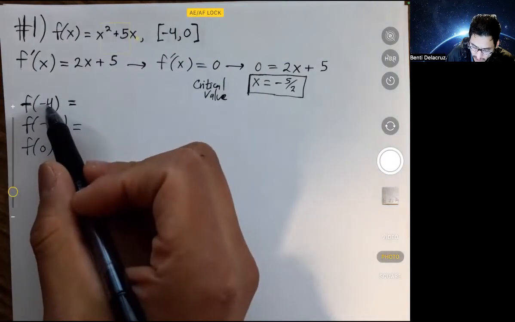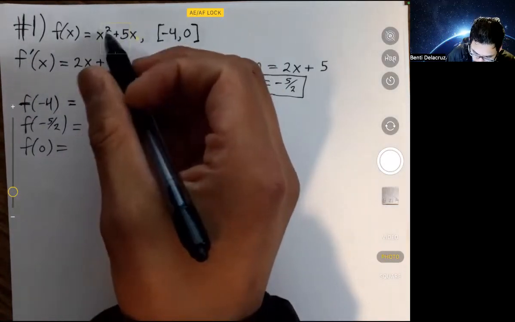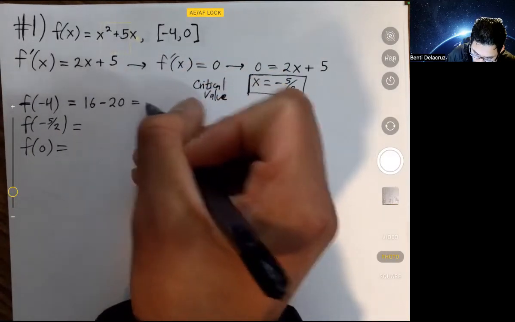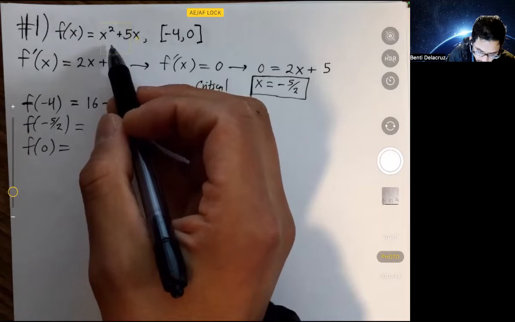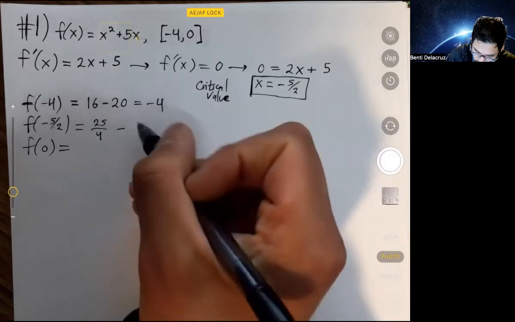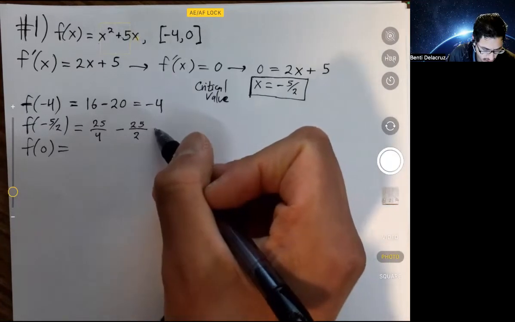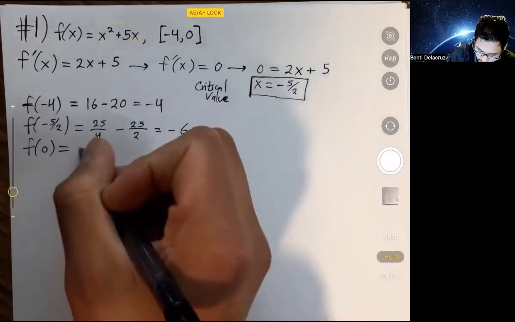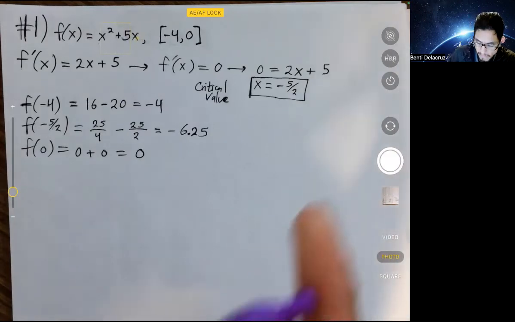So evaluating f of -4, we evaluate it by plugging it into the original function. So you get -4 squared, so 16, plus 5 times -4, so 16 minus 20. You're going to get -4. Next we plug in -5 halves. We get 25 fourths minus 25 halves. And that'll be -6.25. And plug in 0, you always get 0 plus 0 in here. You get 0.